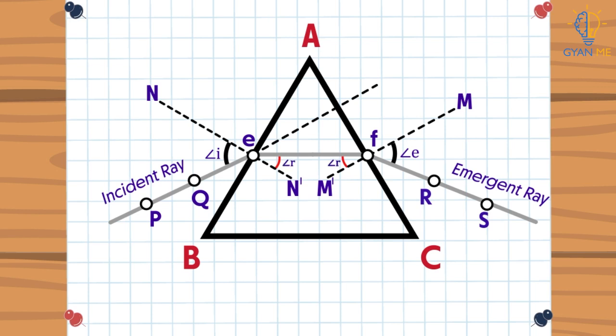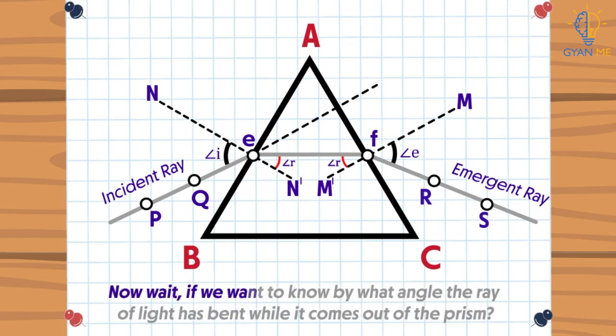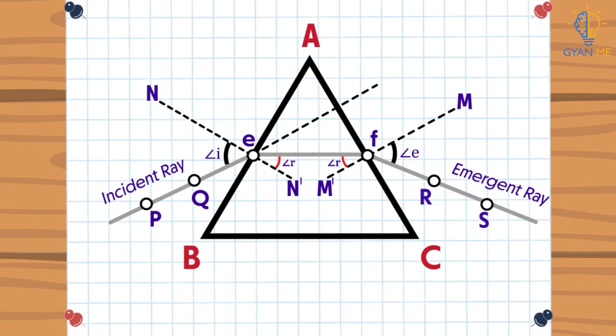Now wait, what if we want to know by what angle the ray of light has bent while it comes out from the prism? Let's see. See the incident ray. If the prism was not here, the ray would have traveled in this direction. Because of the prism, the ray has deviated from its path like this.